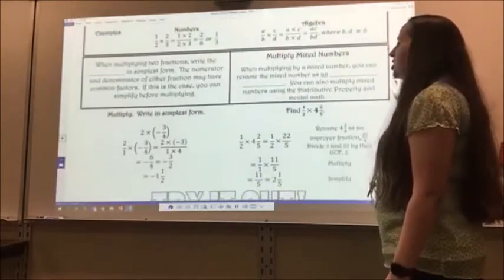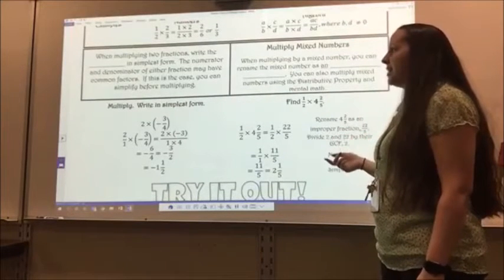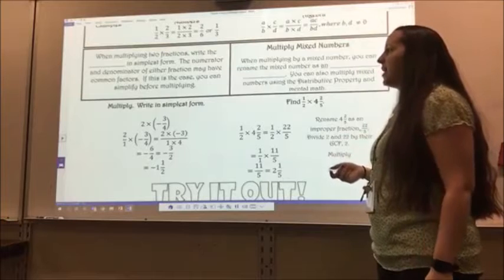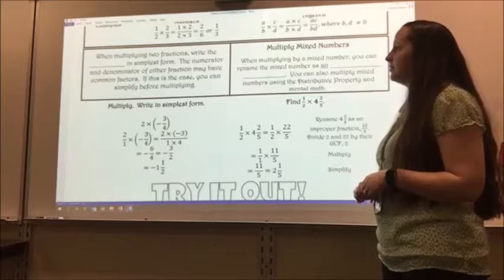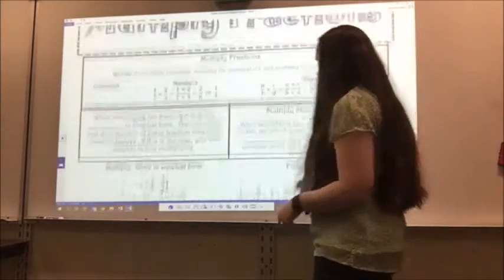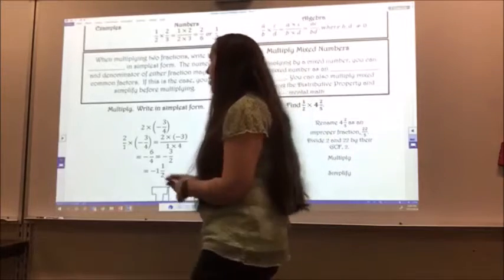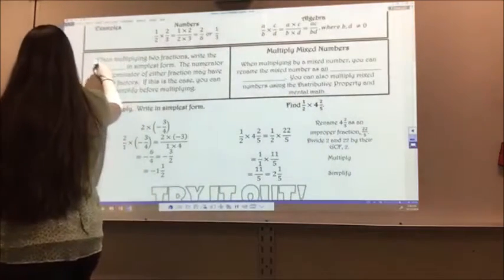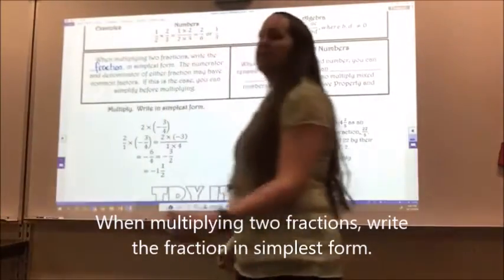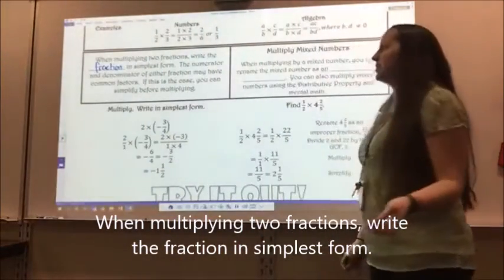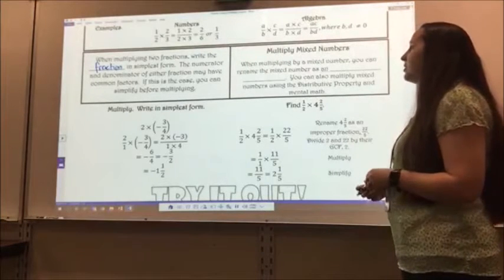So when multiplying two fractions, I write the fraction in simplest form. The numerator and denominator of either fraction may have common factors. If this is the case, you can simplify before multiplying. So in that first blank, you're going to write fraction. So I write the fraction in simplest form, then I multiply my numerators, and then I multiply my denominators, and then I simplify if possible, okay?